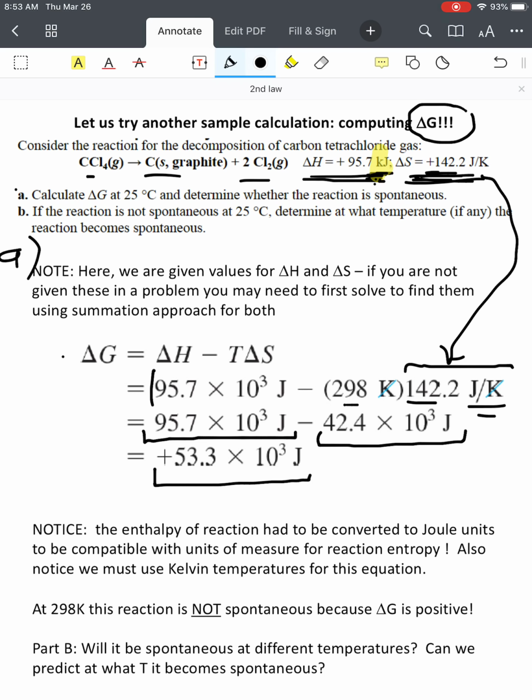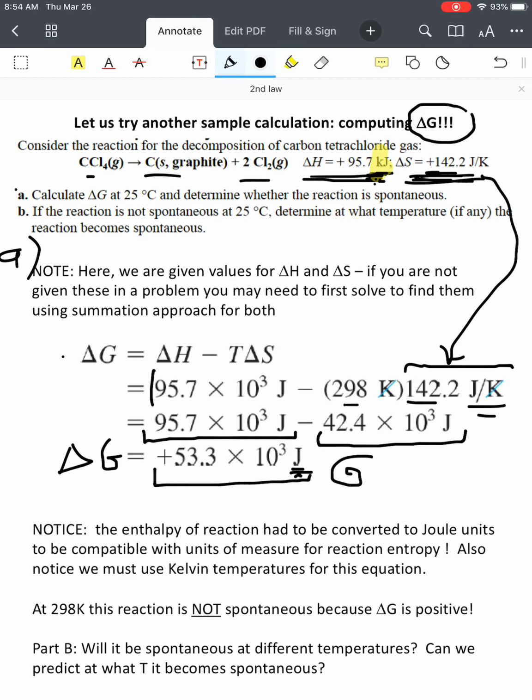And what do we get? We get a positive 53.3 times 10 to the third joules. Notice the units, joules. So Gibbs free energy has units of joules, right? Or kilojoules, something like that, but some base unit of joules, right? All right, so we've computed our delta G and found that it was a positive 53.3 times 10 to the third, or 53.3 thousand. Is this a spontaneous process or not at 25 degrees?